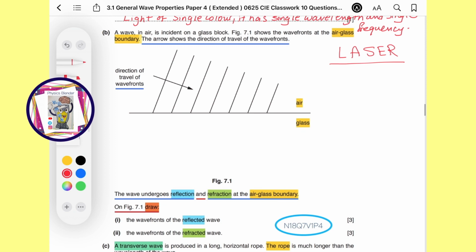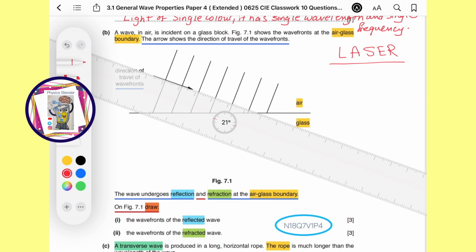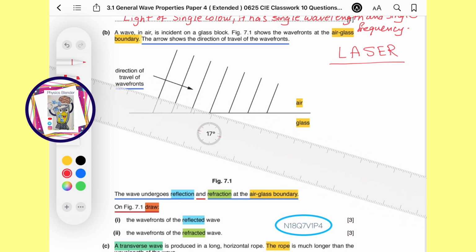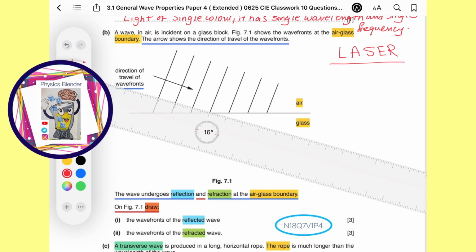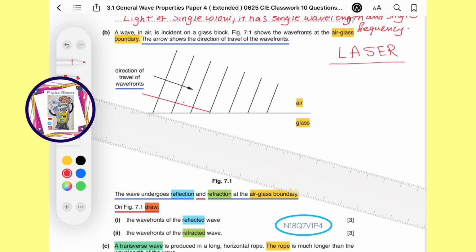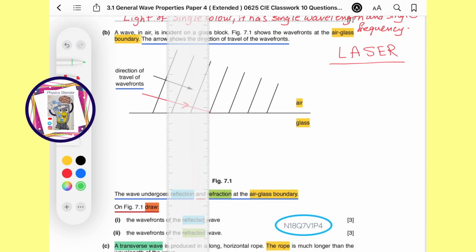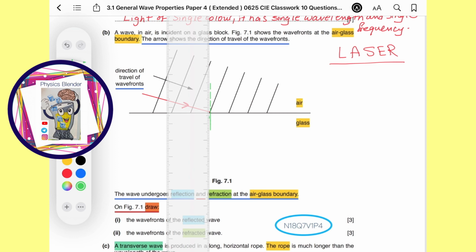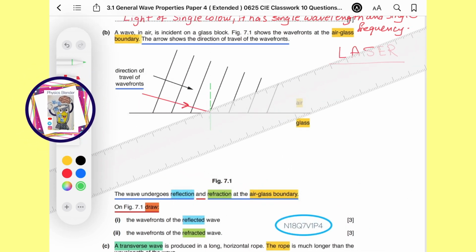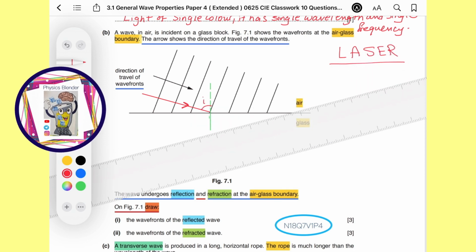Let's start with reflection. You have to extend the direction of wave travel here. I will draw another one parallel to the first one. Reflection, so the wave will obey the law of reflection, which is angle of incidence should be equal to angle of reflection. You have to draw the normal. So this angle is the angle of incidence.